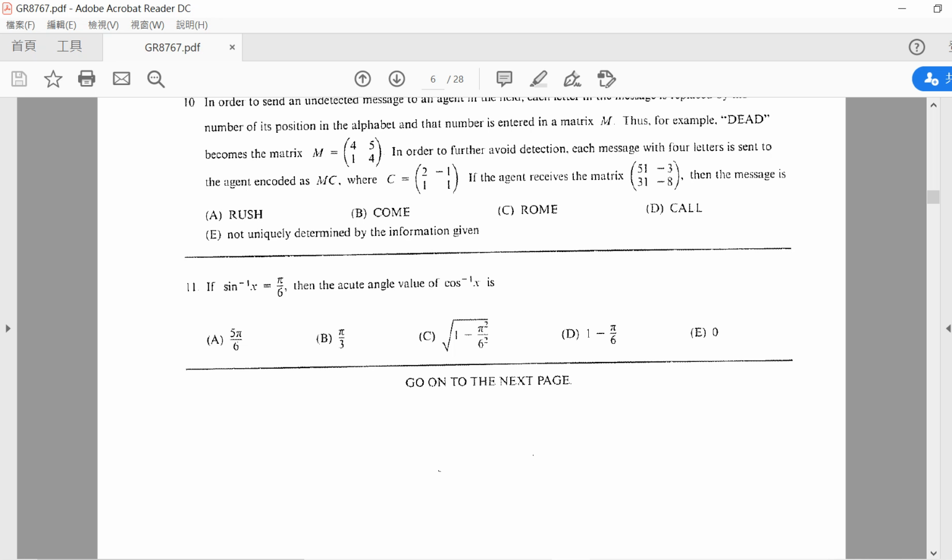So remember that the sine and cosine differ by 90 degrees. So that means sine of pi over 2 minus some angle will equal the cosine. So the answer is just pi over 2 minus pi over 6. So the answer is B, pi over 2 minus pi over 6. Okay, that's it.